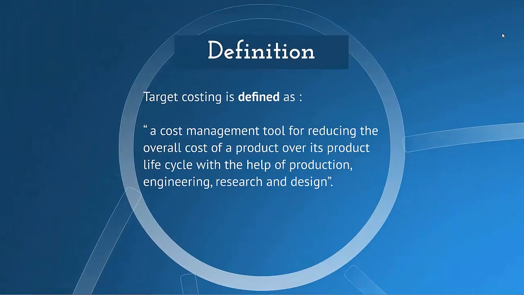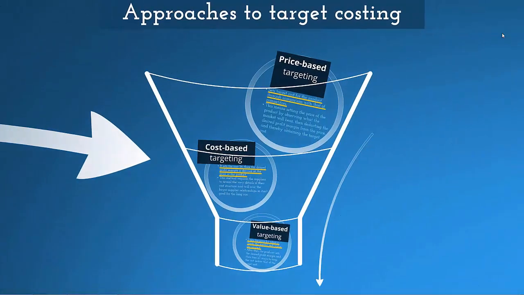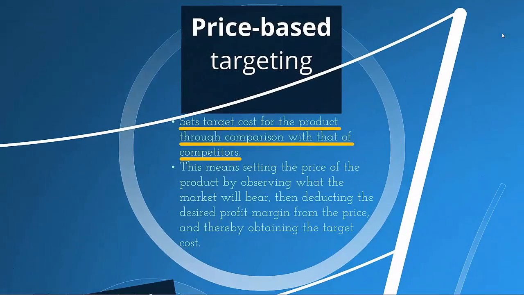The theoretical framework of target costing is as follows. The definition. According to established assumptions, target costing is a cost management tool for reducing the overall cost of a product over its product life cycle with the help of production, engineering, research, and design. The following approaches to target costing do exist.